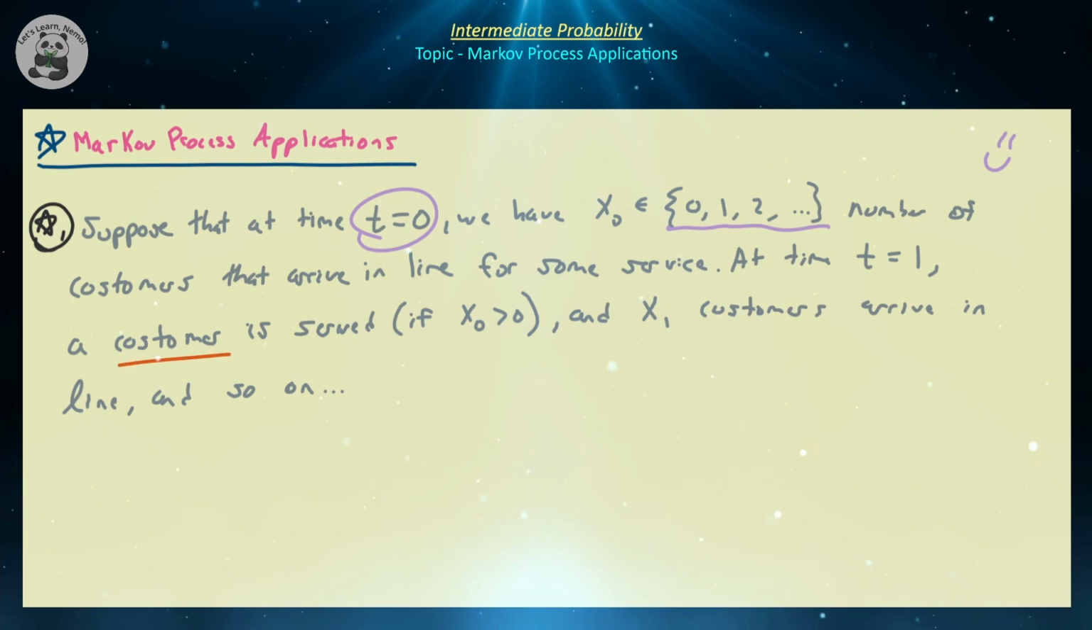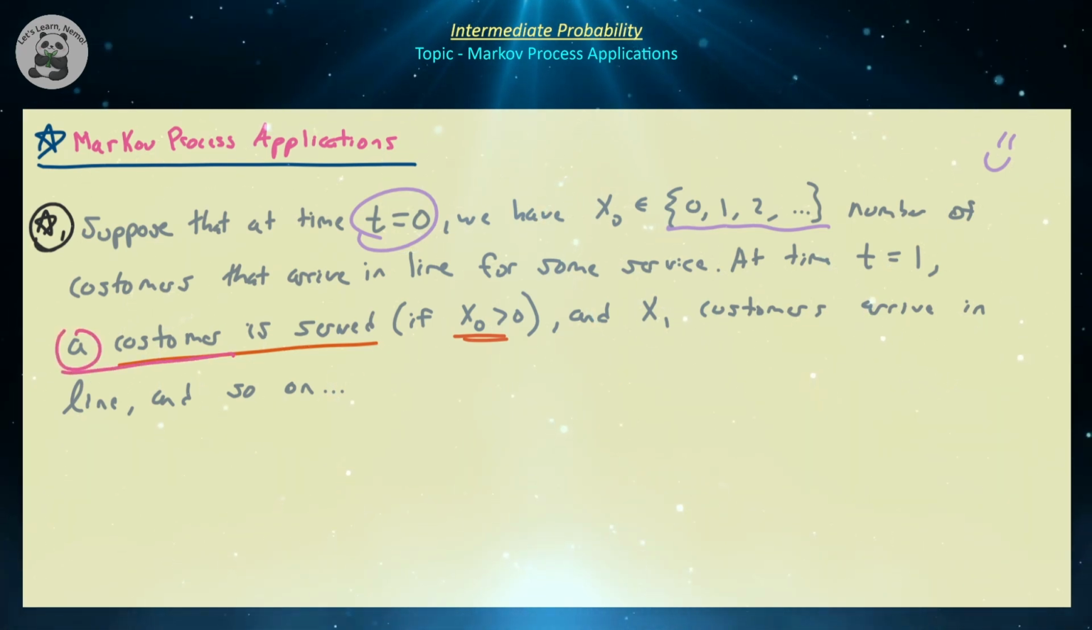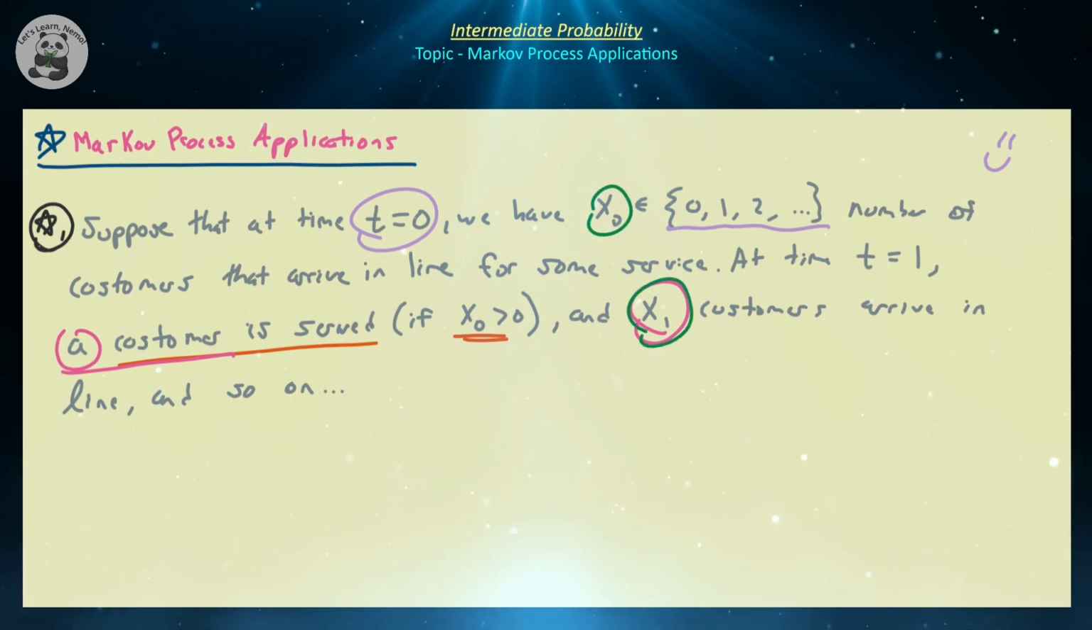First, a customer is going to be served, provided that there are any customers to serve. That is, it's going to decrease by 1, so emphasis on a customer, not multiple customers. And also, a certain number of customers are going to arrive in that line, and that number is going to be represented by x1. Right, so x0, x1 are going to represent how many people arrive into this line for some service at time t is equal to 0, t is equal to 1, and so on for t is equal to m.